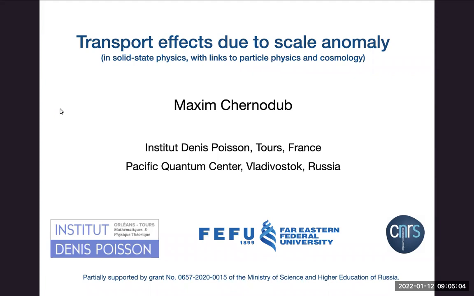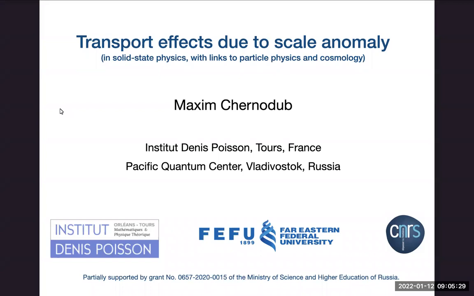This talk is about transport effects due to scale anomaly. I will first give some introduction: what does it mean, scale anomaly? It has many different pieces, so it's kind of a Lego. In principle, I can stop at some particular point. So if you have some question, please interrupt me, and then I will give a shorter version. It's modular, so it can consist of different parts.